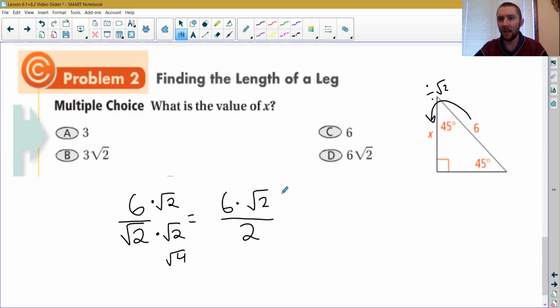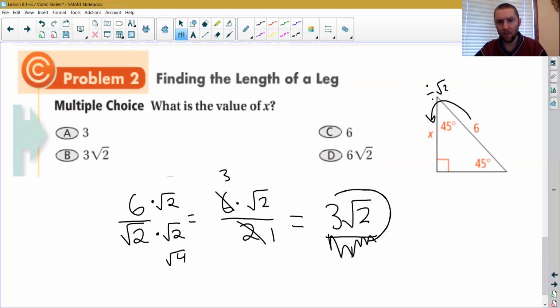Now, the reason we want to do that is because now I can simplify the fraction part. I have 6 that's not under a square root, and I have 2 that's not under a square root. Can those two numbers both be divided by something? Yes, they can both be divided by 2. So the 2 will become a 1, and the 6 will become a 3, and so I get 3 radical 2 over 1. Well, the over 1 doesn't really matter here, so 3 radical 2 is going to be my answer. So I would choose letter B, 3 radical 2.